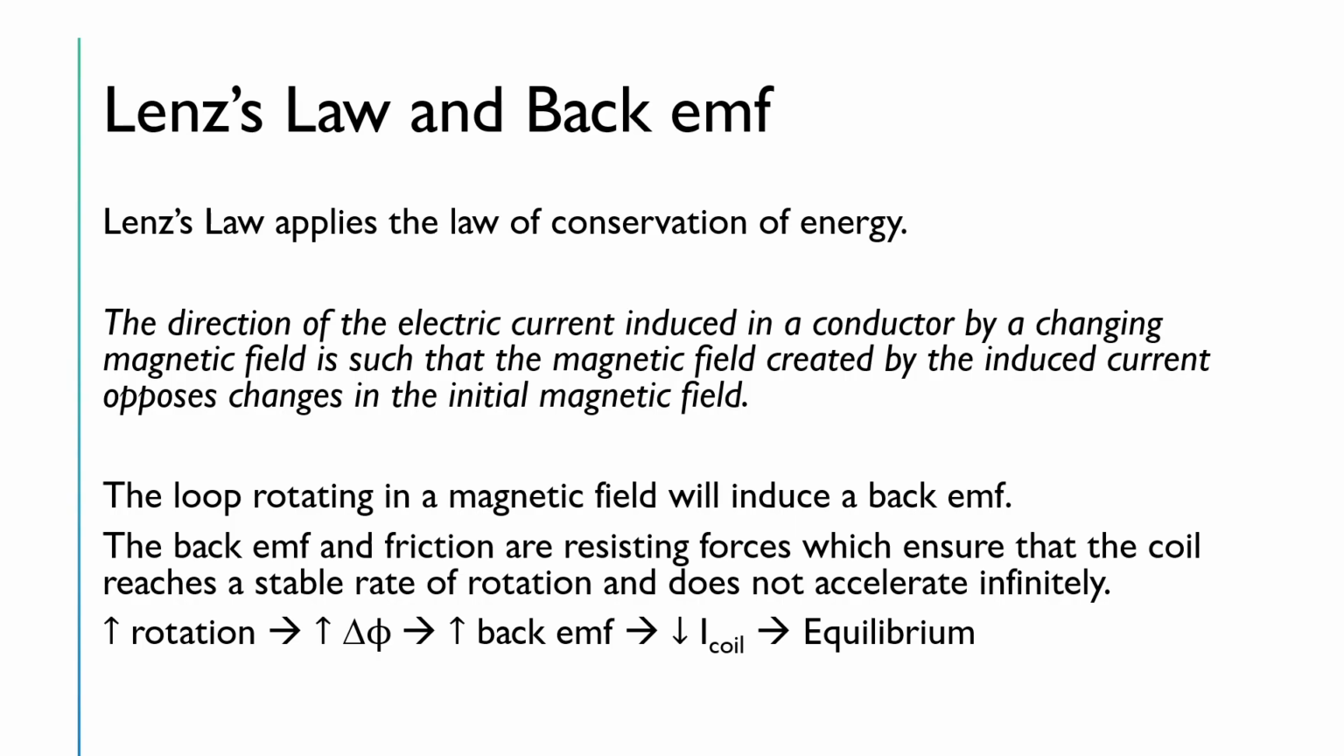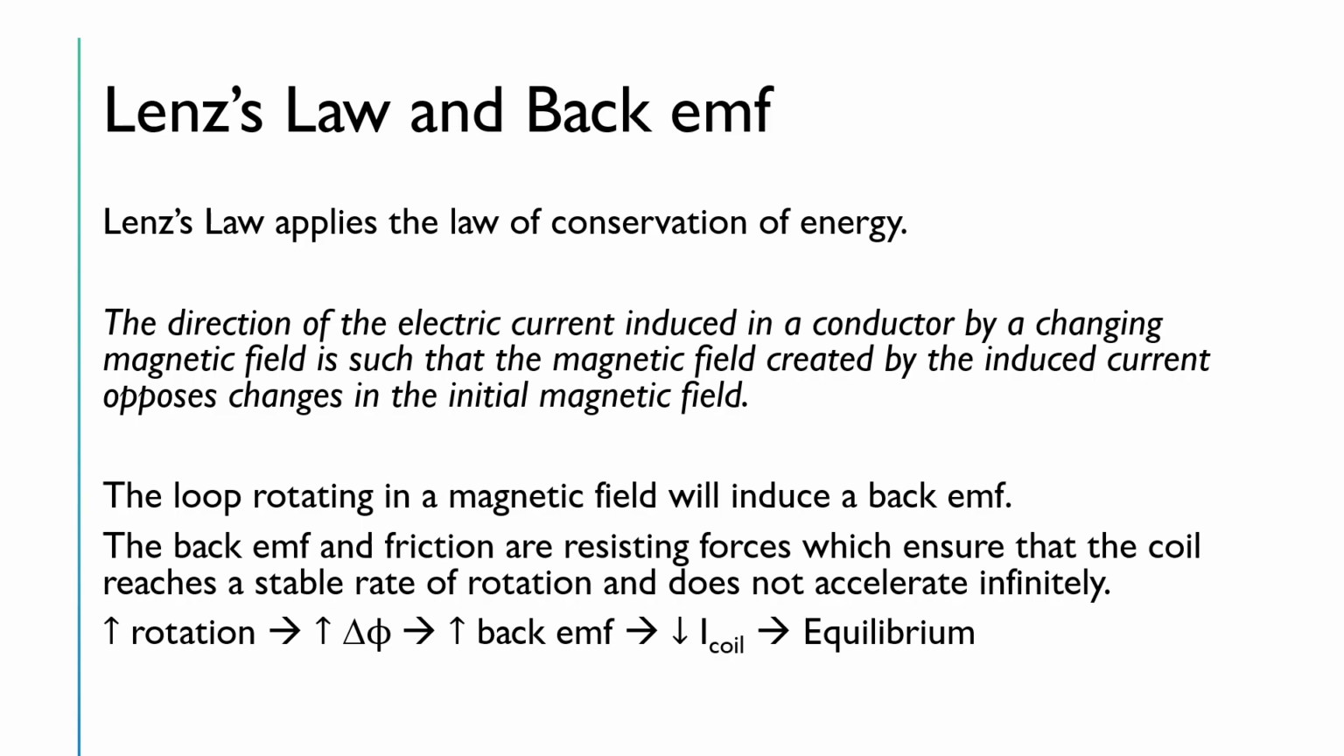So what that means is in a motor, you've got back EMF and friction, which are existing as resisting forces. And what this actually ensures is that we're not continually adding more and more and more motion to the coil. Instead of accelerating infinitely, what we'll end up having is the coil reaching a stable rate of rotation.